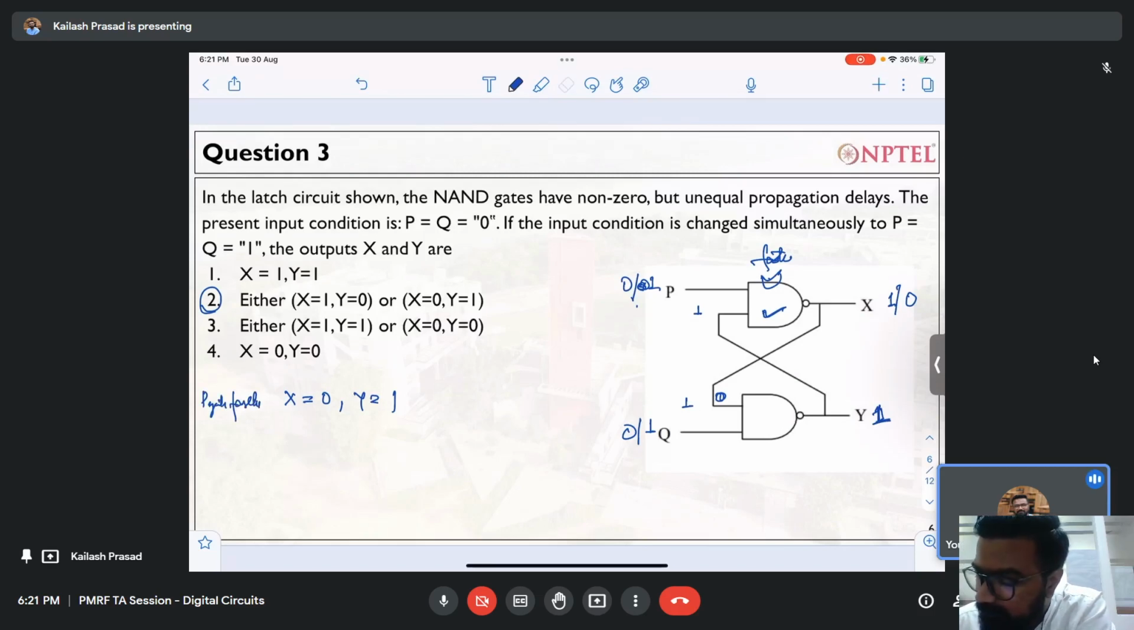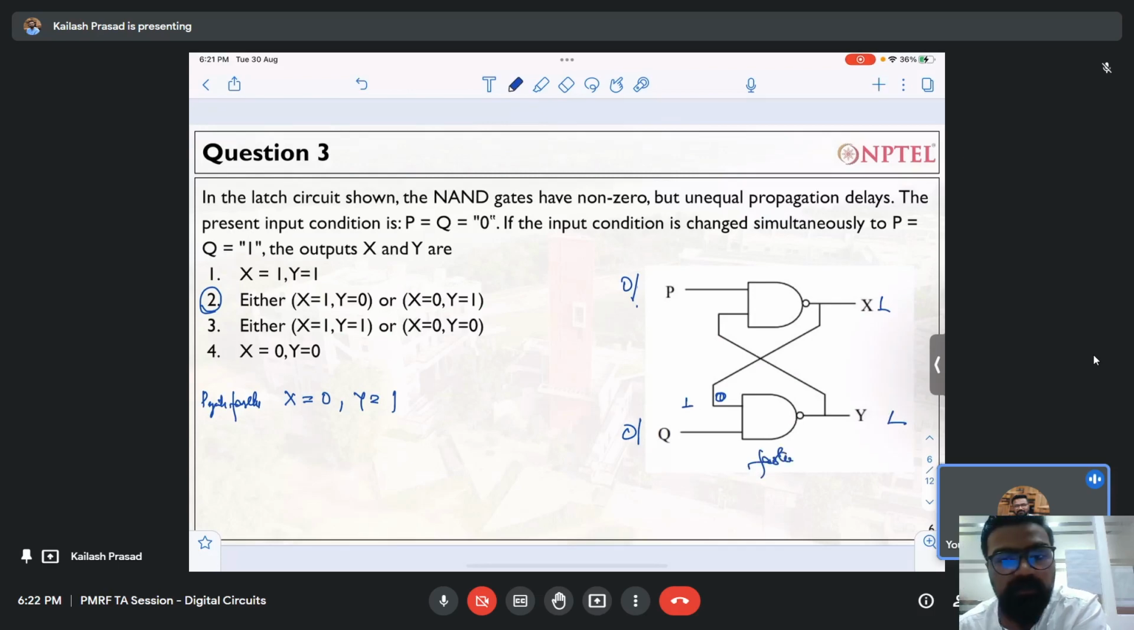Let me consider another scenario when the situation is different. Again, 1 and 1 here, and this is the faster gate. Both the nodes go from 0 to 1. The input of this gate will switch first, so 1 and 1 will go to 0 over here, and this 0 will propagate over here, and the output will remain at 1. So here X is equal to 1 and Y equal to 0 if the Q gate is faster.